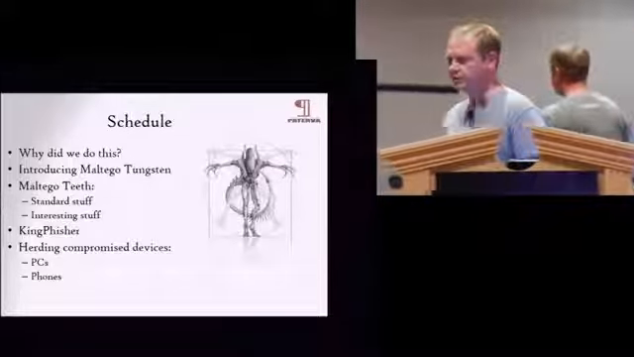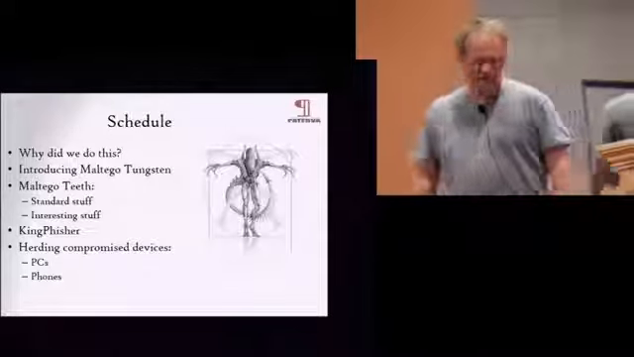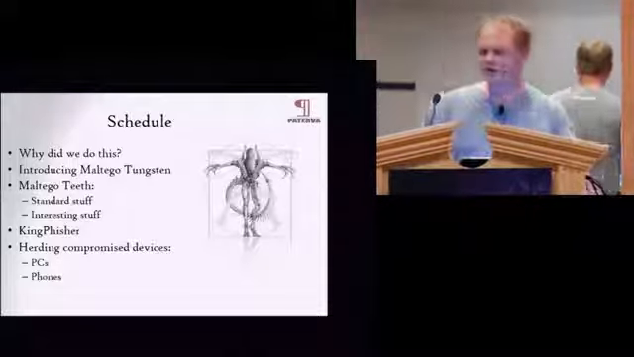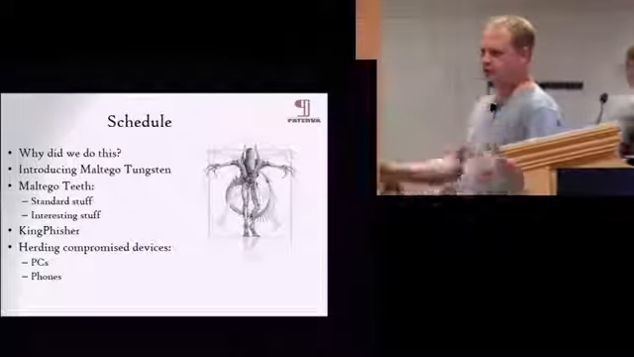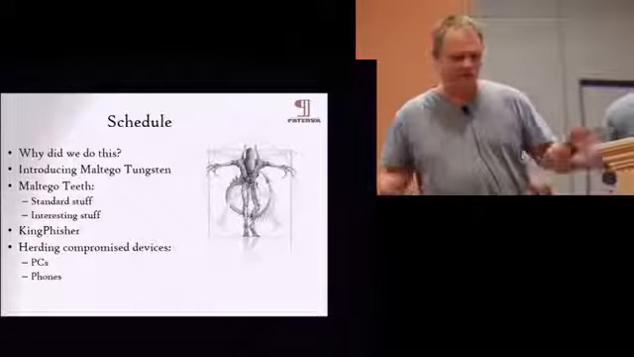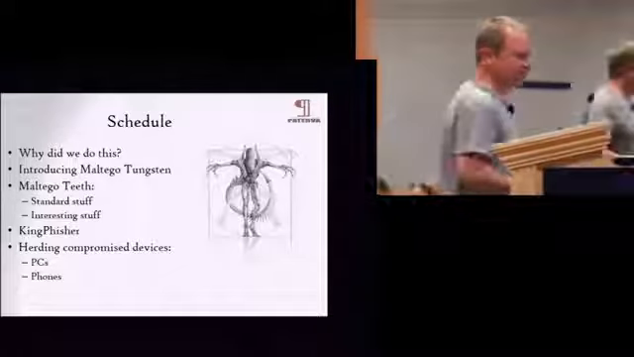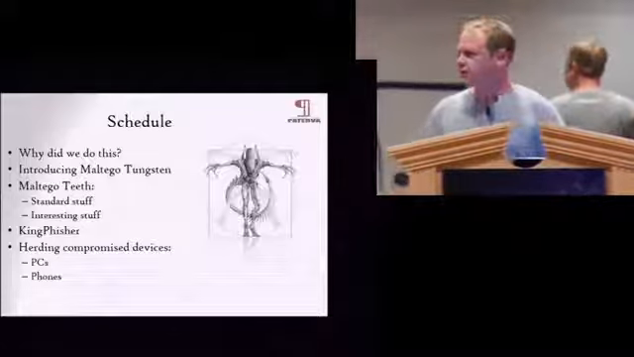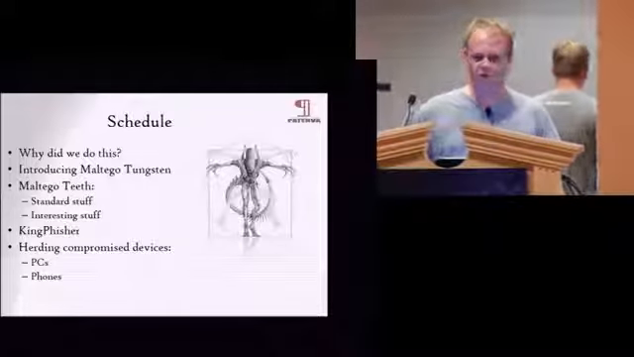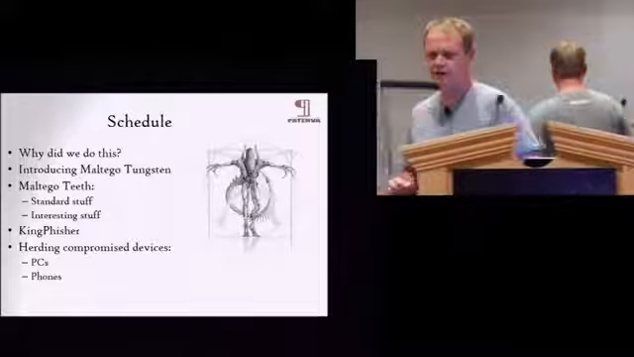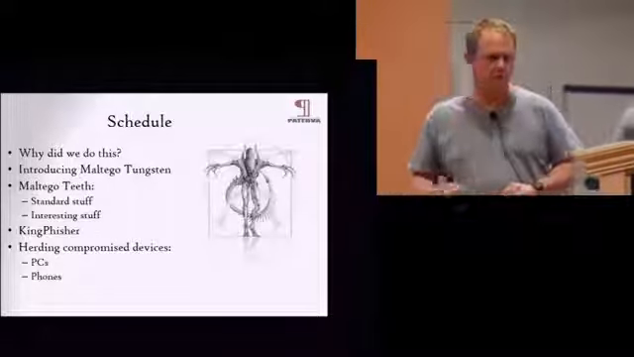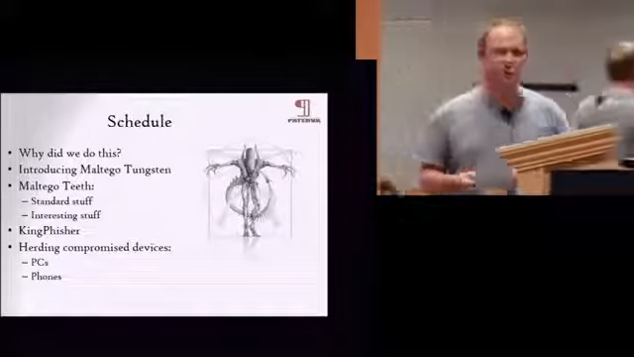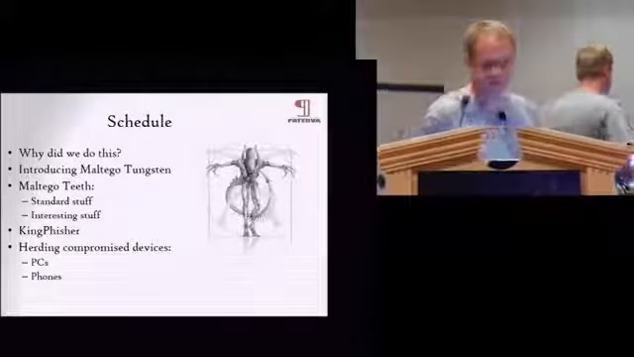Then we're going to look at something that I call Maltego Teeth, which is just giving teeth to Maltego. We'll look at the standard stuff, and actually, I suspect we're just going to skip it and go straight to the more interesting stuff. Then Andrew is going to take over. He's going to show you Kingfisher, which is something pretty cool. And then if we have time at the end, we're going to look at how we're going to be herding compromised devices, which might be machines or mobile devices.